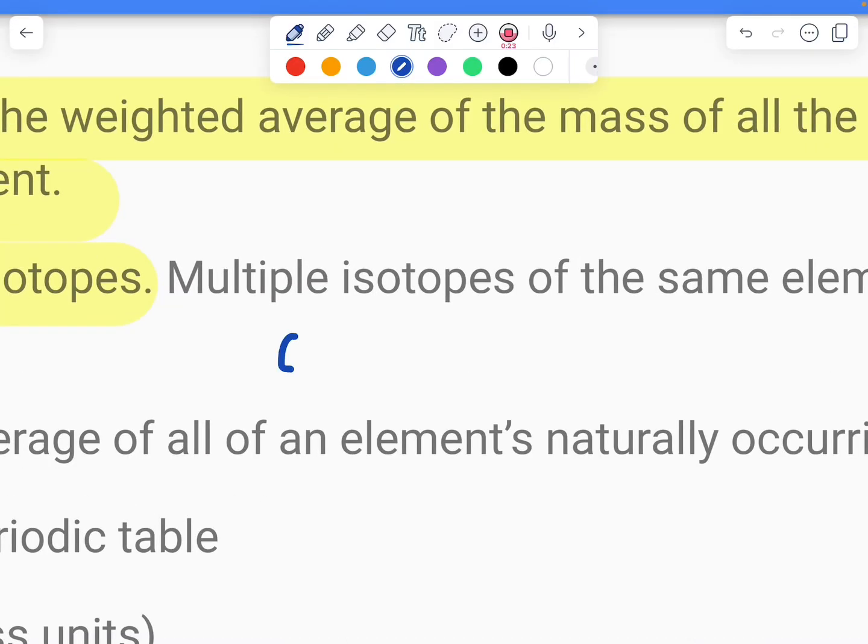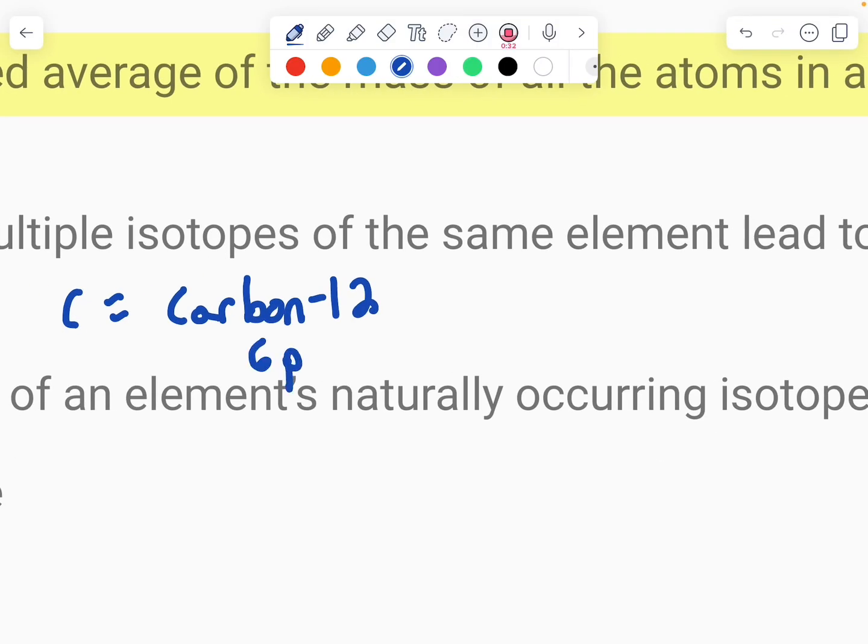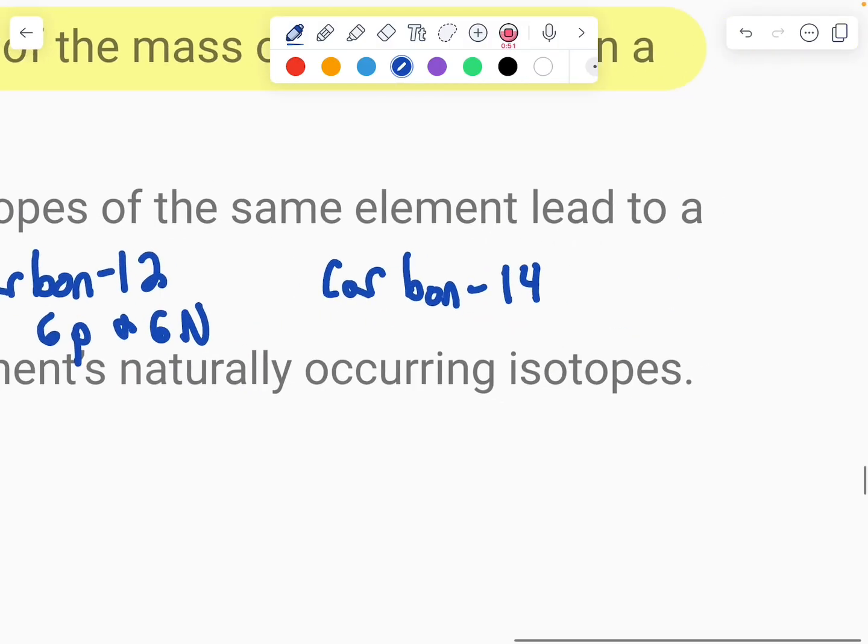So, if we take, for example, carbon, we have carbon-12, and we denote that with a hyphen. That's 6 protons and 6 neutrons, because remember, electrons do not count towards the mass of an atom. Now take an isotope of carbon, carbon-14. We still have 6 protons, because changing the proton amount changes the element.